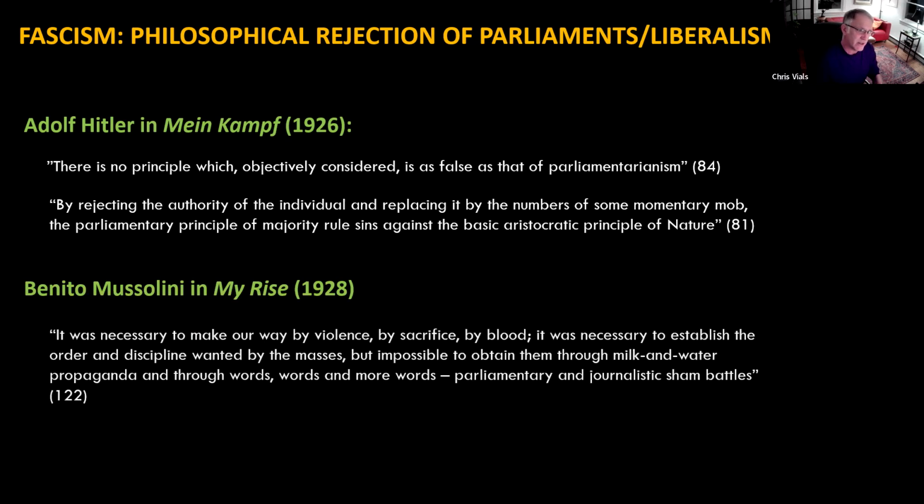Mussolini actually articulated this in ways that are much more prescient. "It was necessary to make our way by violence, by sacrifice, by blood. It was necessary to establish the order and discipline wanted by the masses, but impossible to obtain through the milk and water propaganda and through words and more words, parliamentary and journalistic sham battles." This is pretty typical of fascist rhetoric, right? It's a philosophical rejection of parliamentarism based on the idea that parliamentarians just yak and bicker and don't get anything done. You need some strong leader to step in and cut the conversation by violence and force if necessary. So this is the fascist difference in certain ways.